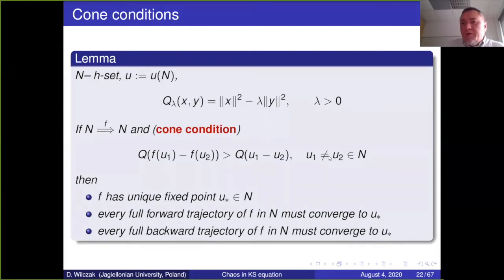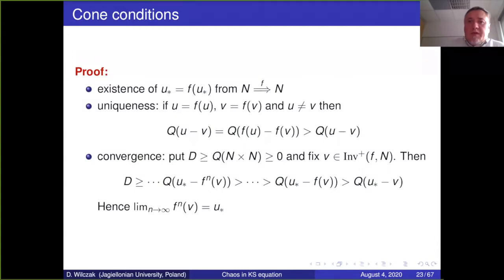for every u1, u2 from the set N, different. And if this holds true, then the mapping F has a unique fixed point in the set N. And also we have the property that every full forward trajectory in N must converge to this unique fixed point, and the same happens for backward time. And the proof is pretty easy, more or less.